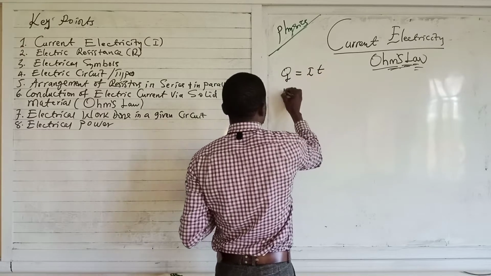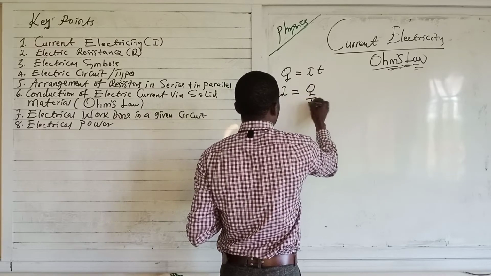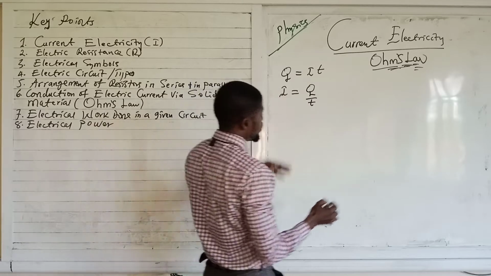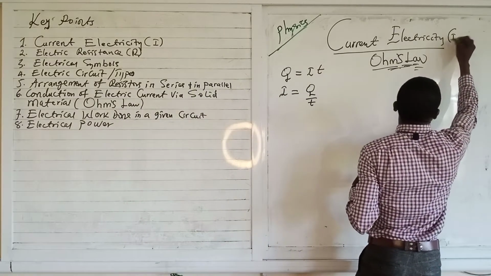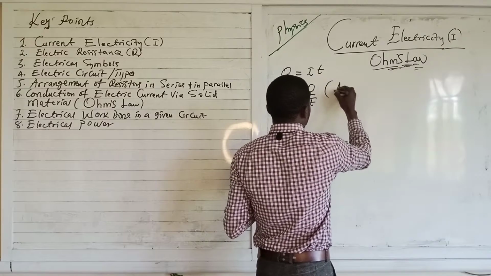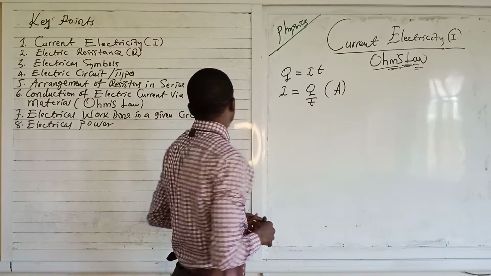So we write that from Coulomb's, he defined the quantity of electric charge as Q = IT, where I is given as Q over T. The symbol I is a symbol representing electric current in physics, and the unit for electric current is the ampere.